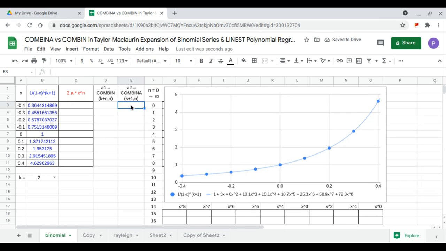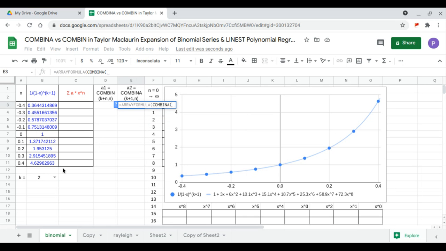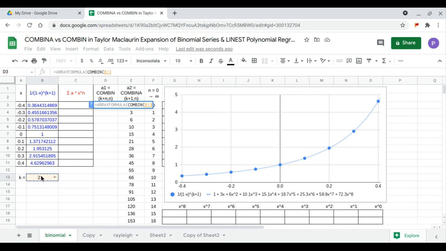The coefficient COMBINA, array formula COMBINA k plus 1 comma n. Then enter. And the COMBIN, which is also array formula. This time we use COMBIN k plus n comma n.